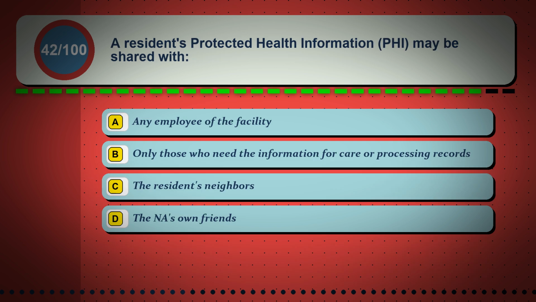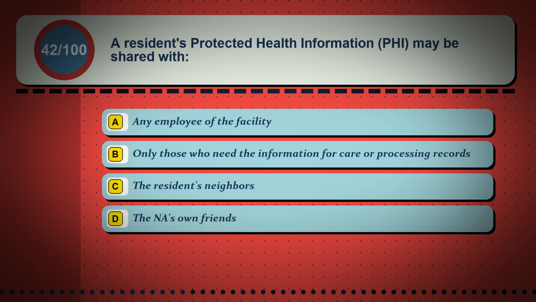Question 42. A resident's protected health information, PHI, may be shared with: Option A, any employee of the facility. Option B, only those who need the information for care or processing records. Option C, the resident's neighbors. Option D, the NA's own friends.